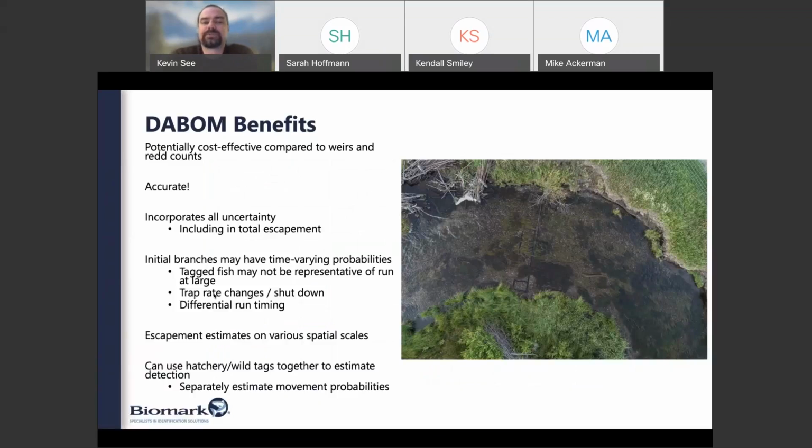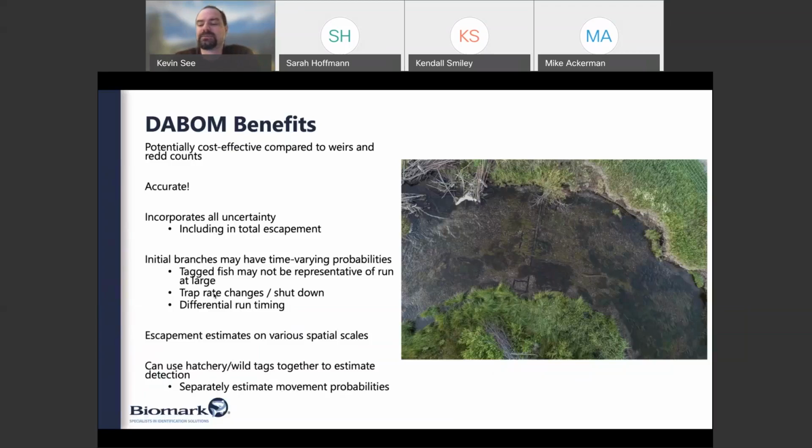So to wrap things up around DABOM, one of the important things I think about it, as I mentioned, you do have some weirs scattered around the Snake Basin. However, they're not cheap to operate, and you can only put them in places where the river's small enough to build a weir, and so forth. You can put in a pit tag antenna in many more places, and it may be cheaper to operate. So it may be cost effective and help provide much greater coverage.